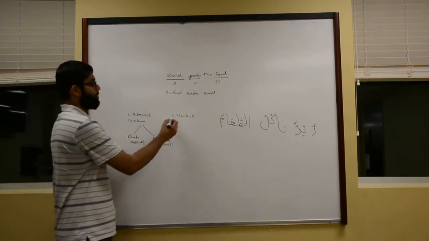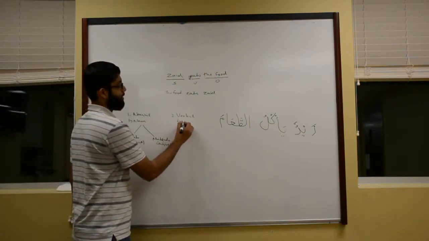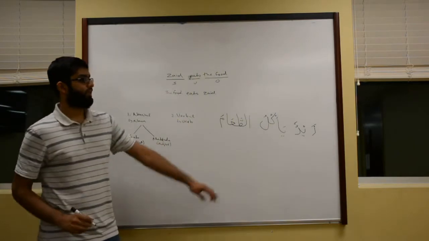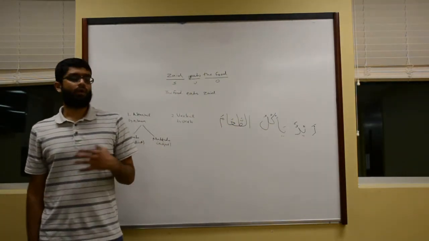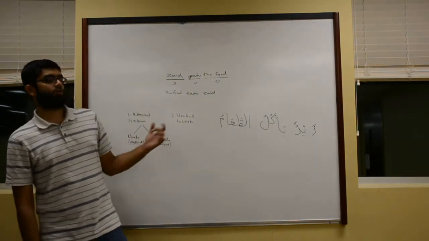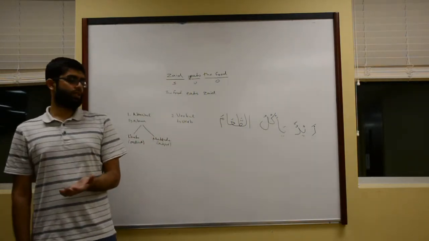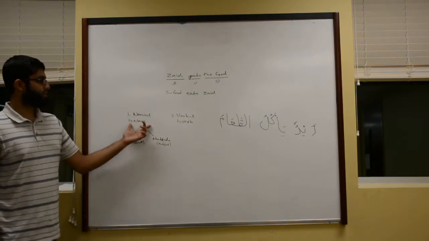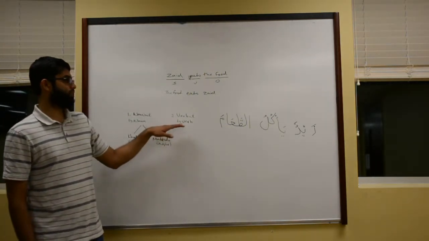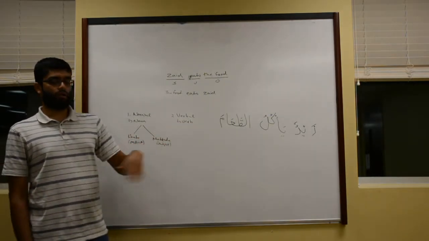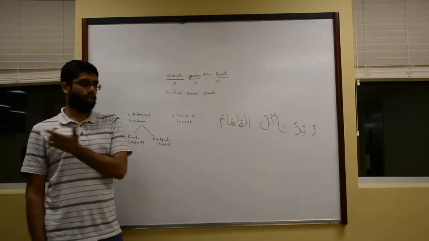Whereas in a verbal sentence, it starts with a verb. So if I say the sentence Zaydun yakulu at-ta'ama, what type of sentence is it? Is it nominal or verbal? It's a nominal sentence, right? It starts with a noun, so I have Zayd, it's a noun. If I wanted to change it to a verbal sentence, how would I do that? Ya'kulu Zayd.